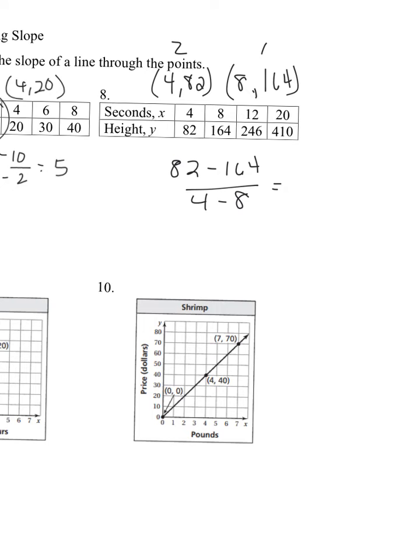82 minus 164 is some value. And then 4 minus 8 is negative 4. And then when you reduce it, you're going to have 20.5 over 1. So that means you're going 20.5 seconds. And then your height, we'll just call it feet. To go 1 foot, it takes you 20.5 seconds.